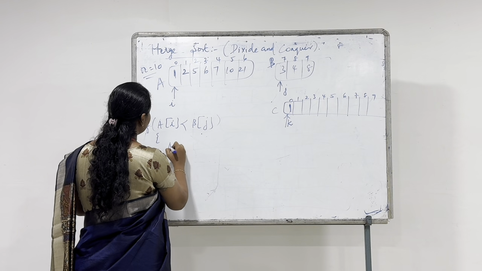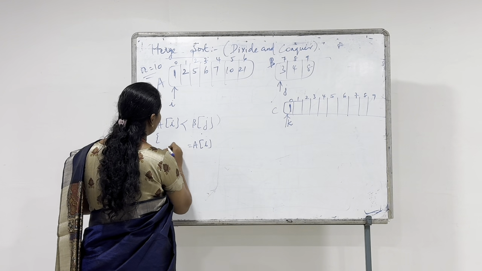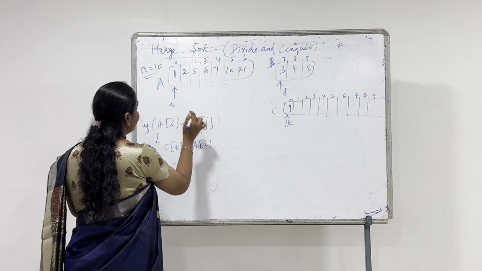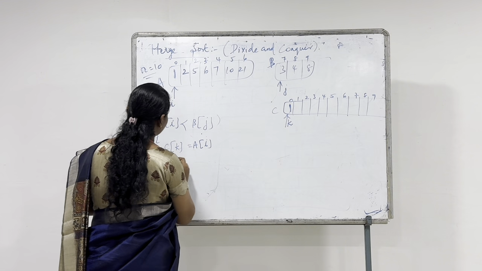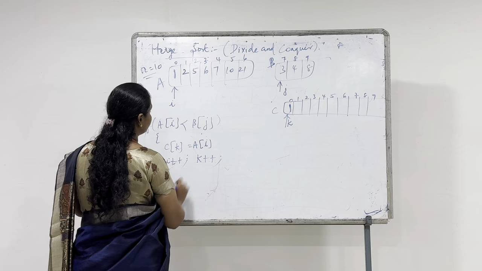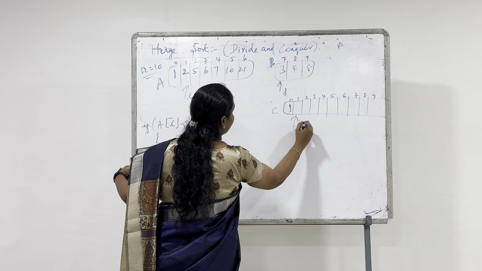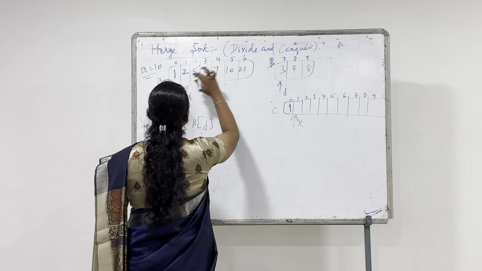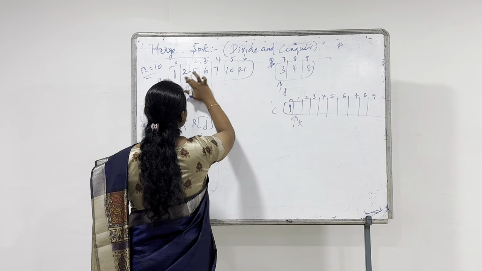what I am going to do here is move whatever is in A of I to C of K. This is the K index pointer. So I shifted this one here, and then increment I and also K. Now compare the A array of I and the B array of J. So this is 2 and this is 3.